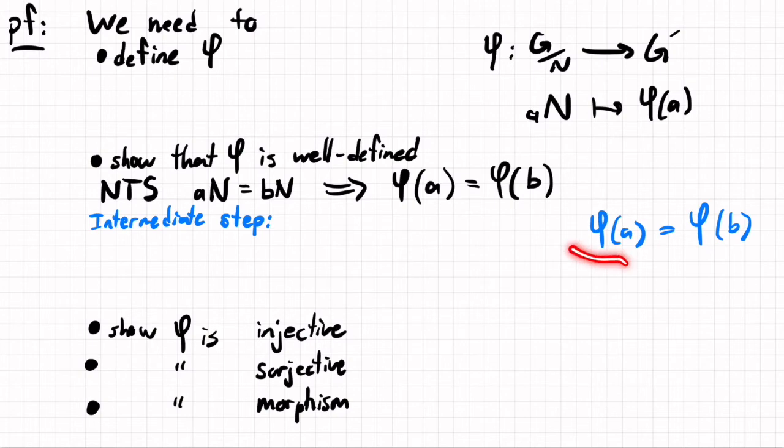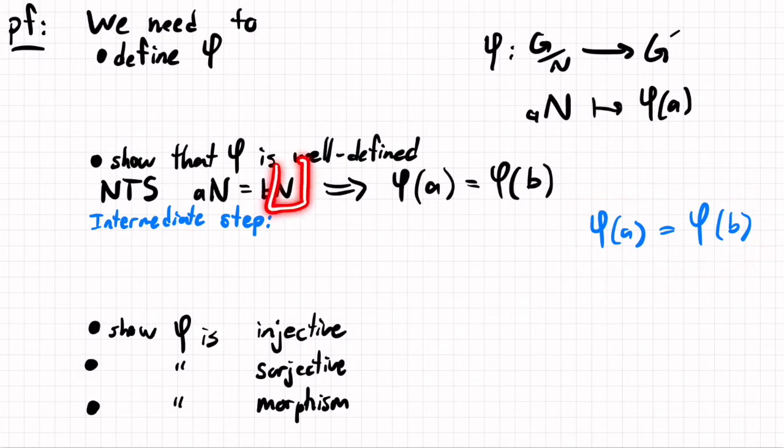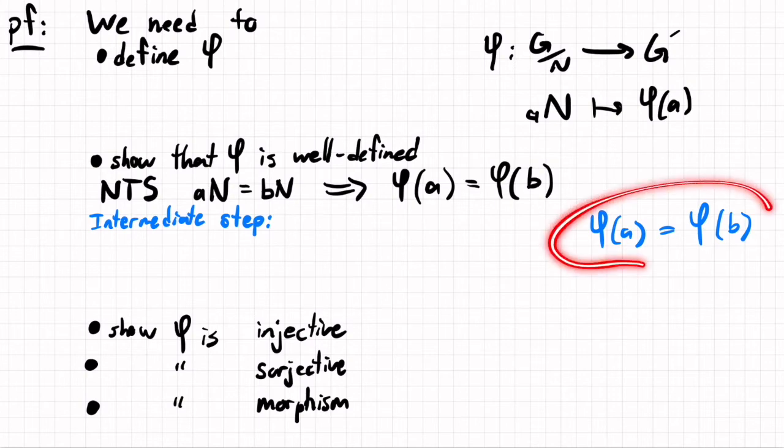And so we know, if phi of a equals phi of b, we're trying to think about the kernel. We're trying to think about N. The thing we know about N is that it's a normal subgroup, but it's also a particular normal subgroup. In particular, it's the kernel of phi. So we want to take this equation and see if we can find something that's in the kernel.